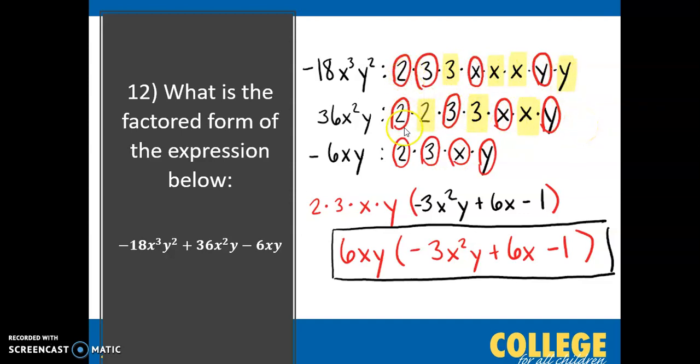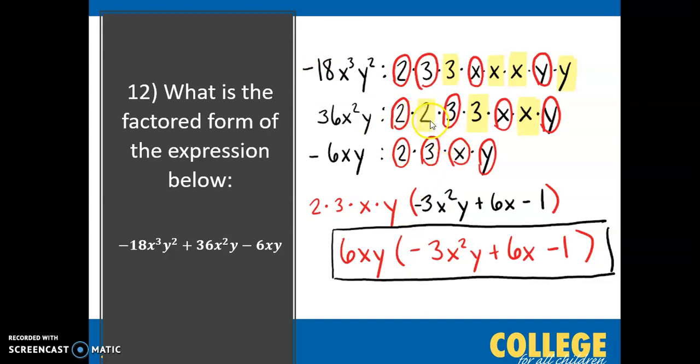Then I take out all of my red common factors and put them on the outside of the parentheses. So I have a 2, a 3, an x, and a y. When I multiply all those together, I get 6xy. When I look back and see what's left over for my groups, I have a 3, an x, and a y. So I have 3x to the 2 power y, and it was a negative 18, so I have to make that a negative 3x squared y.